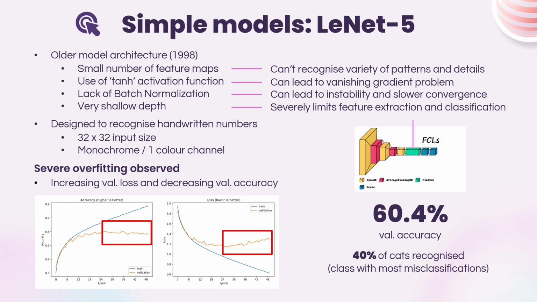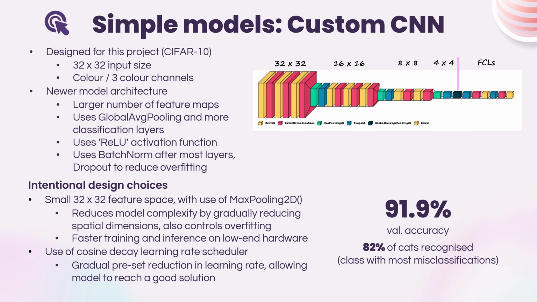LeNet-5 uses an older model architecture which has limited feature extraction capabilities. As such, it results in severe overfitting when we put it into CIFAR 10 and very limited validation accuracy. We determined that the cause of the low accuracy is related to the feature extraction, as changing the FCLs doesn't make a difference. Therefore, in order to fix this, we have to add more feature extraction capabilities, which we do in our next simple model, which is the custom CNN.